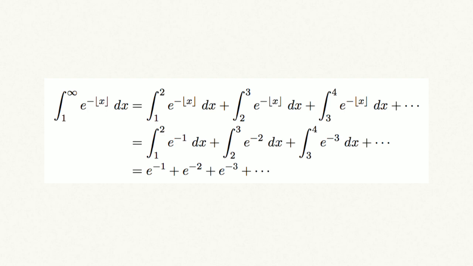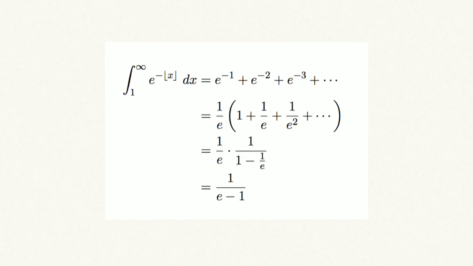And so we can rewrite our integral as the sum of the integral from 1 to 2 of e to the negative 1 dx, plus the integral from 2 to 3 of e to the negative 2 dx, plus the integral from 3 to 4 of e to the negative 3 dx, etc. Now all the functions that we're integrating are constants, right? And so we can multiply the constants we are integrating by the length of the intervals we're integrating over. But all these intervals have length 1. And so our integral is the sum e to the negative 1 plus e to the negative 2 plus e to the negative 3, etc.